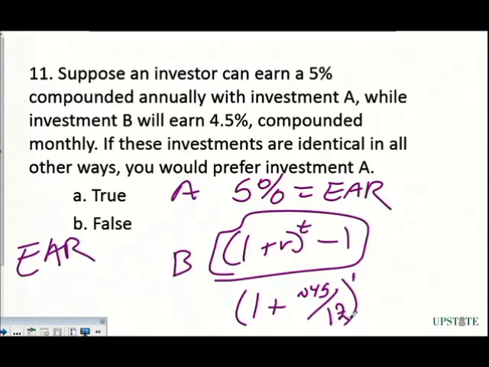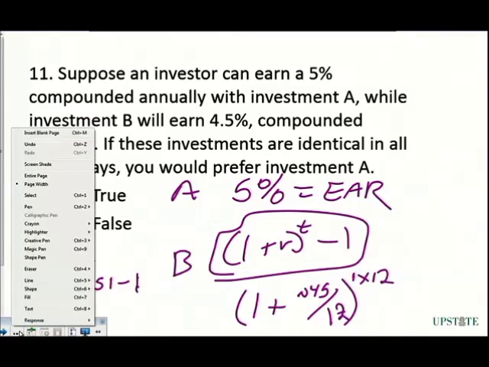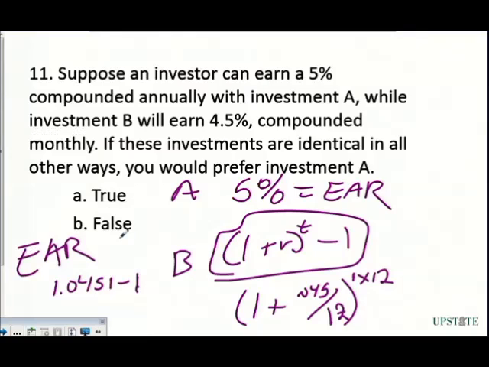And we are dividing that by the 12, and now we are multiplying the outside by 12 here. When we go through this, we get 1.0459 minus 1. So this means that our effective annual rate for investment B is 4.59%.